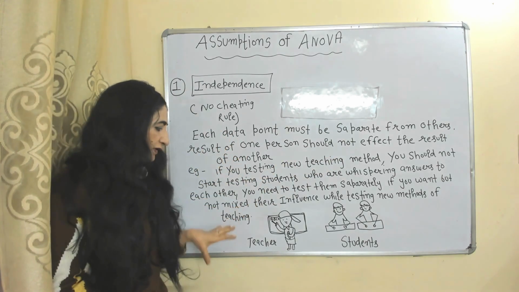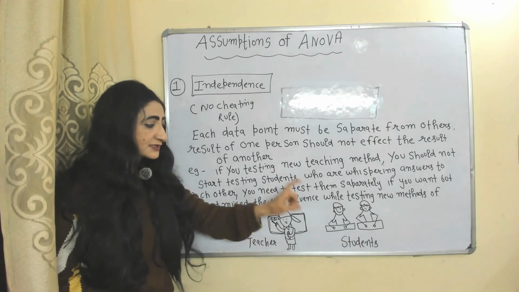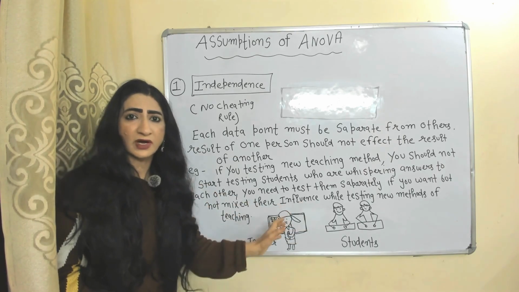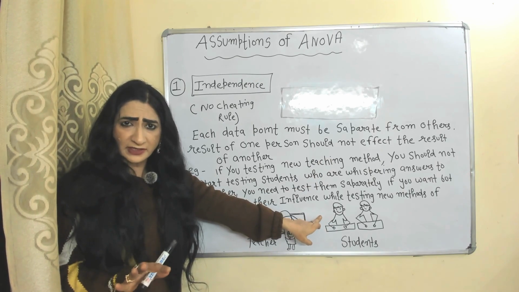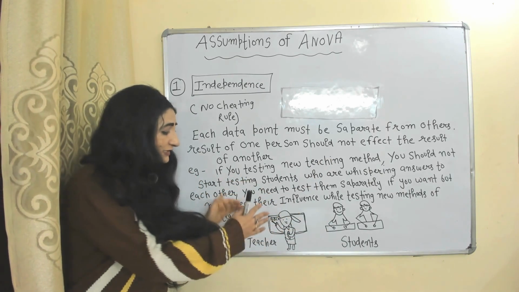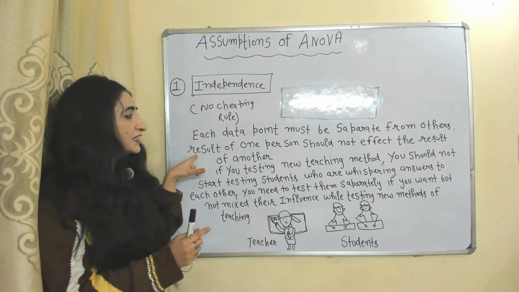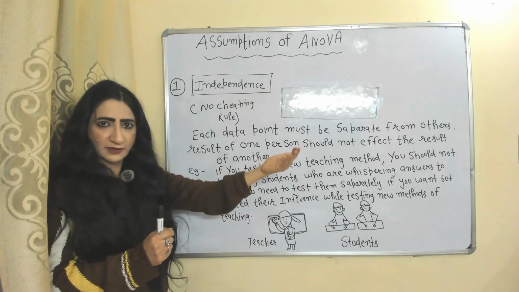For example, you are testing a new method of teaching, but you should not test students who are whispering answers to each other. You can test them separately if you want, but don't mix their influence while testing the new method of teaching, because according to this assumption, the result of one person should not affect the result of another person.